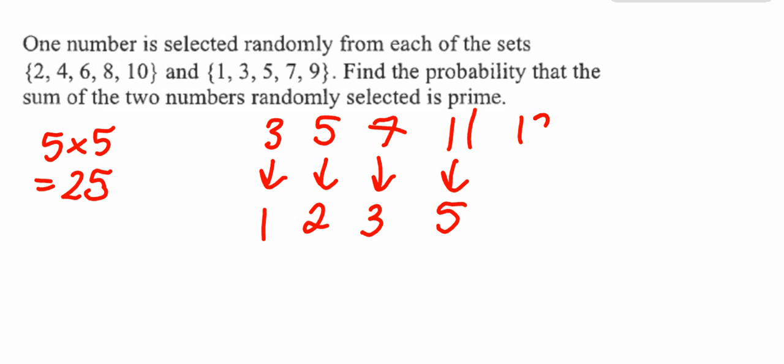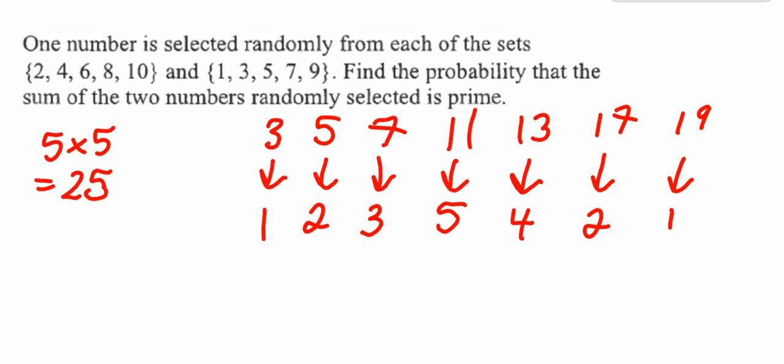The next prime number would be 13. There are going to be 4 different ways to make 13. And the next prime number would be 17. You're going to get 2 different ways to make 17. And then the last one would be 19. And there is 1 way to make 19.